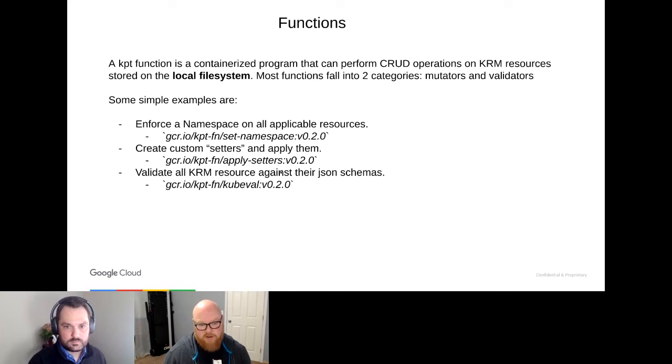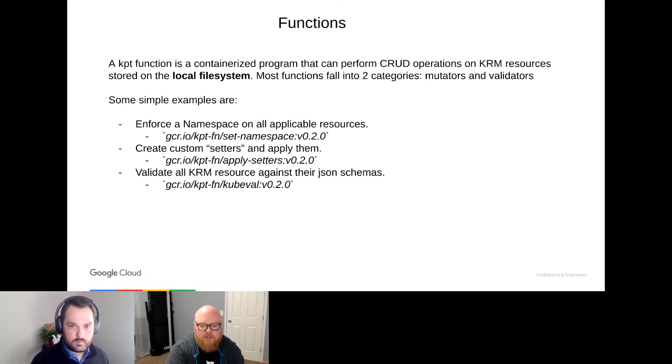Apply-setters is a standard function for parameterizing anything you want, and you use the standard $ name of a variable, and it goes through setters and applies them. Something like kubeval is a validator. Rather than just mutating, before you apply anything in your pipeline, you can run kubeval and it'll validate everything within your schema. Next slide, please.